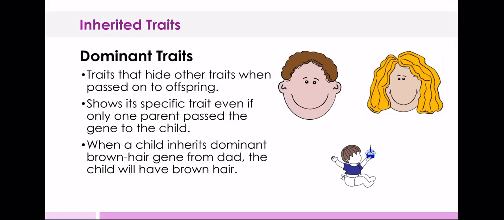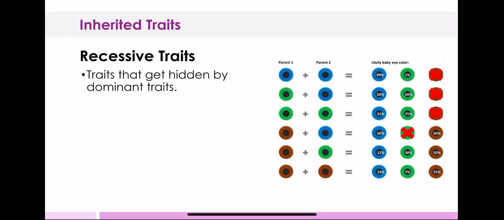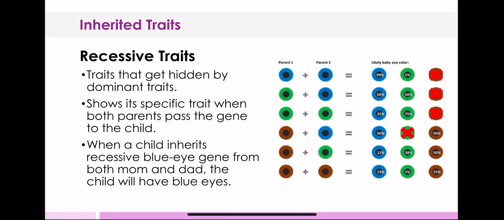The brown hair trait, when passed along to the child, covers or shows that trait even with the recessive trait being present. So what is a recessive trait? A recessive trait is a trait that gets hidden by dominant traits. It only shows its specific trait when both parents pass the gene to that child for that recessive trait. And when a child inherits recessive blue eye gene from mom and dad, the child will have blue eyes. So we'll look at eye color as a recessive trait.